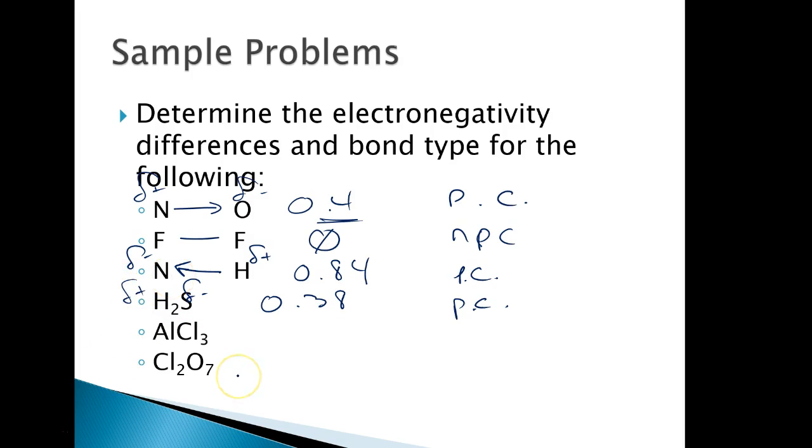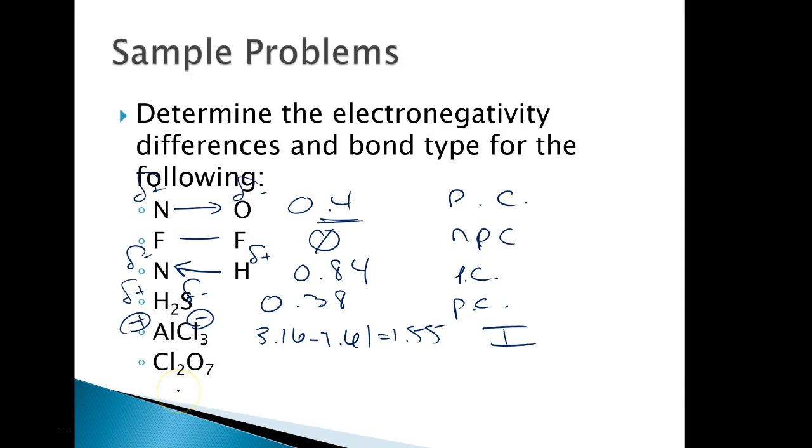Okay, aluminum and chlorine, same idea. This is kind of a borderline thing. You have 3.16 minus 1.61, and I make that to be 1.55. Again, real close to being ionic. If you round up, I would probably call it ionic. If you wanted to call it polar covalent, it is extremely polar covalent, to the point where the electrons are maybe spending 99% of their time by the chlorine and like 1% of the time by the aluminum. So, you know, it's a continuum. It's not hard and fast rules.